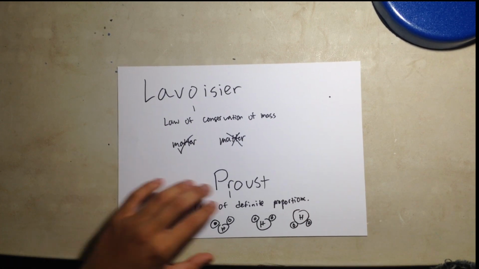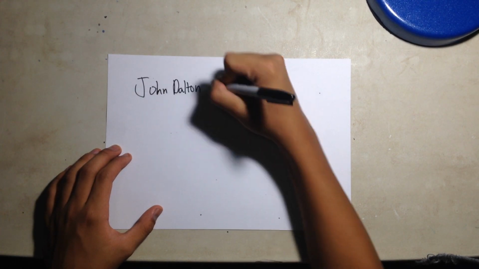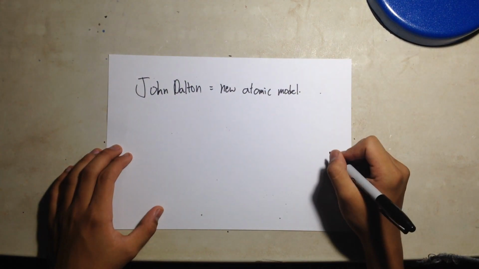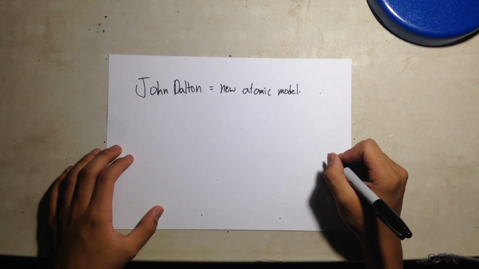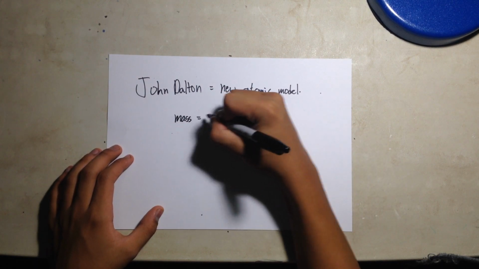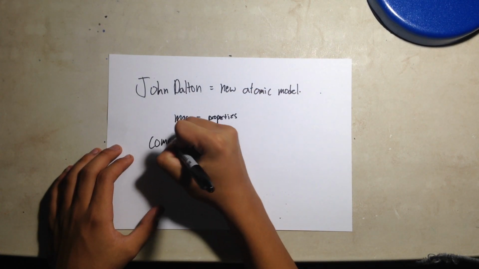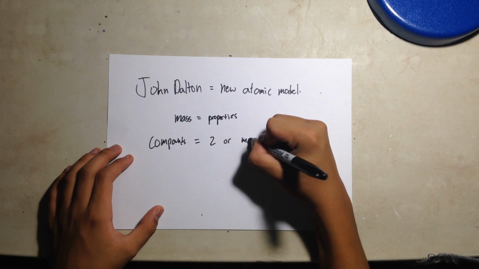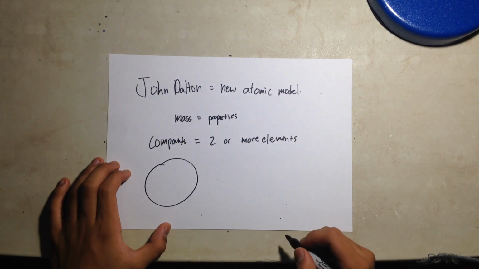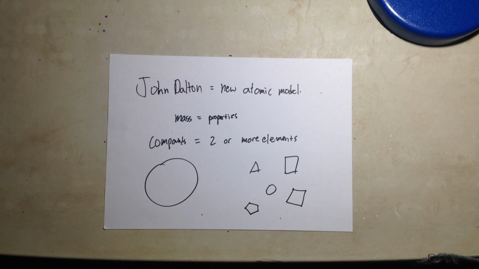John Dalton came up with his own atomic model 2,000 years later after Democritus did, where he concluded that all matter is made of atoms. Like Democritus, he said that all atoms are indivisible and indestructible. He said that all atoms of a given element are identical in mass and properties. He also came up with the idea of compounds and how they are formed by a combination of two or more different kinds of elements. His model depicts atoms as circular, which is different from Democritus' idea that different atoms of different elements have different shapes.